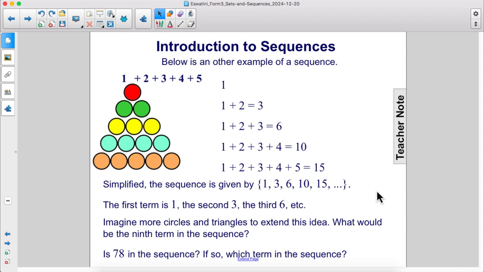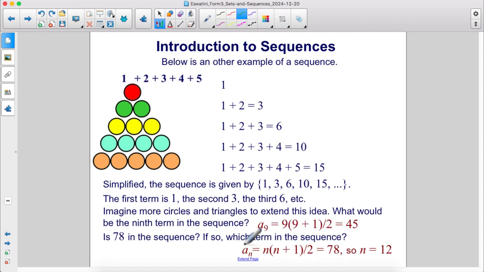What would be the 9th term in the sequence? Is 78 in the sequence? If so, which term in the sequence? Here's how you can model this sequence: n times n plus 1 divided by 2. So for example, the 9th term would be 9 times 10, 90 divided by 2, which is 45. And we can solve this equation for 78. We see that n would be 12.